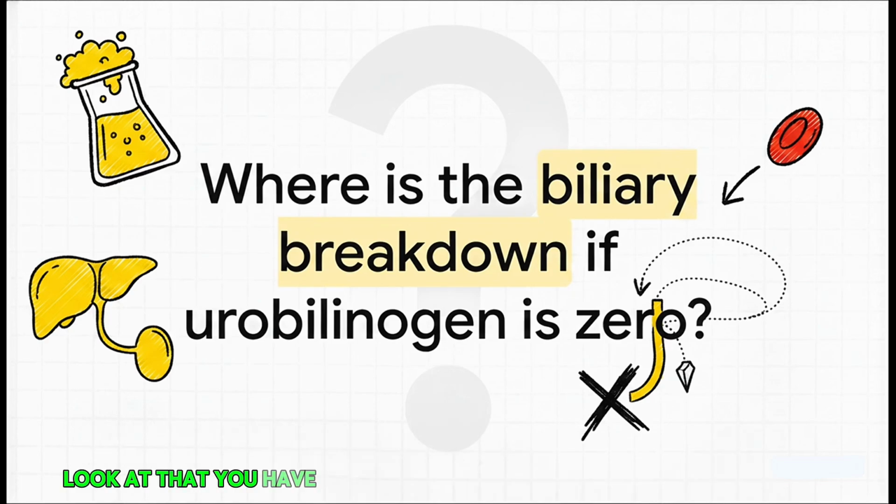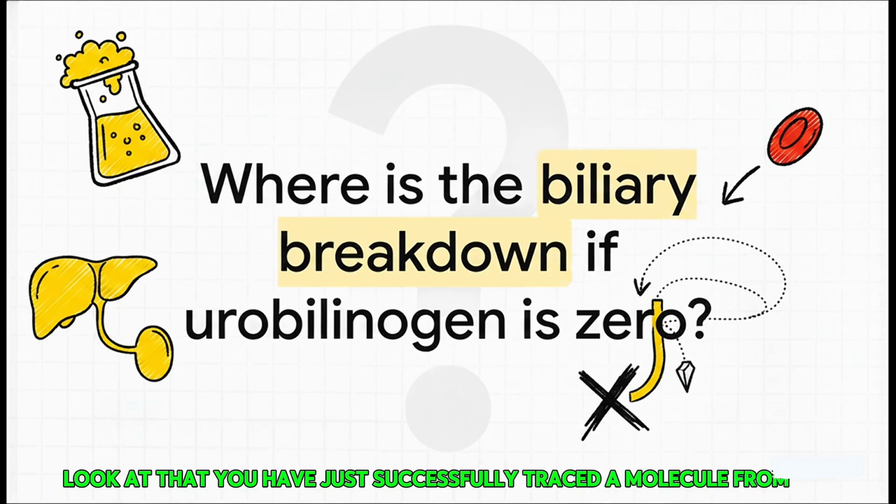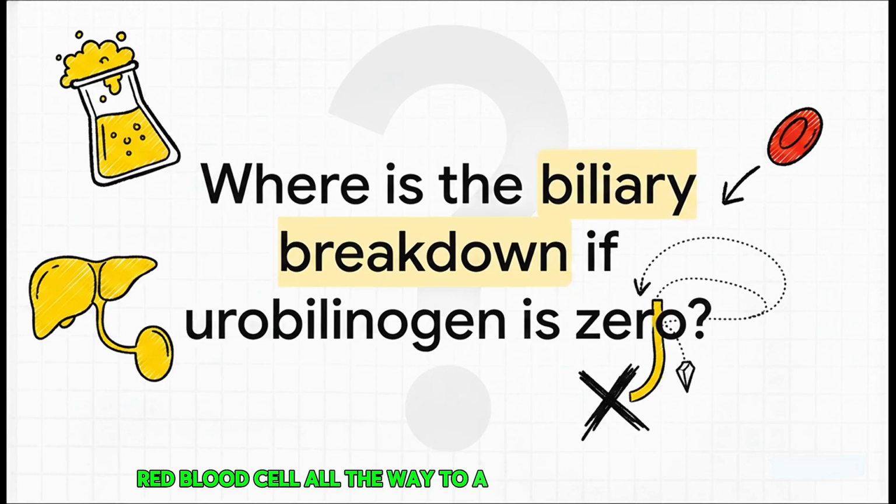Look at that. You have just successfully traced a molecule from a dying red blood cell all the way to a definitive clinical diagnosis. Keep reviewing these pathways, and I will see you in the next explainer.